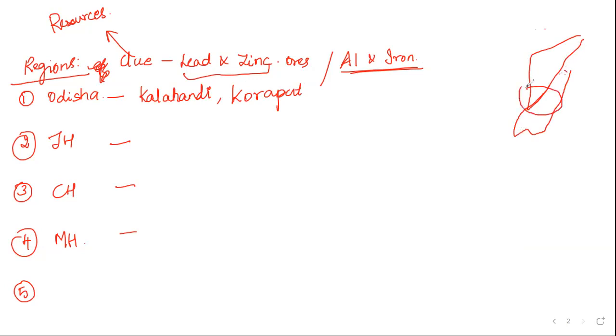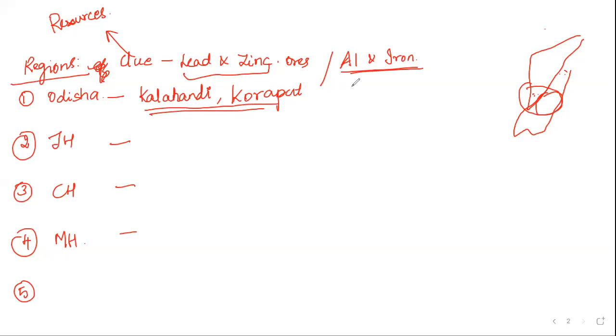So the extension of aluminium regions, some part of aluminium is also found in Andhra Pradesh. All right. So Odisha, Kalahandi, Koraput regions, that is the most important, major aluminium producing region.